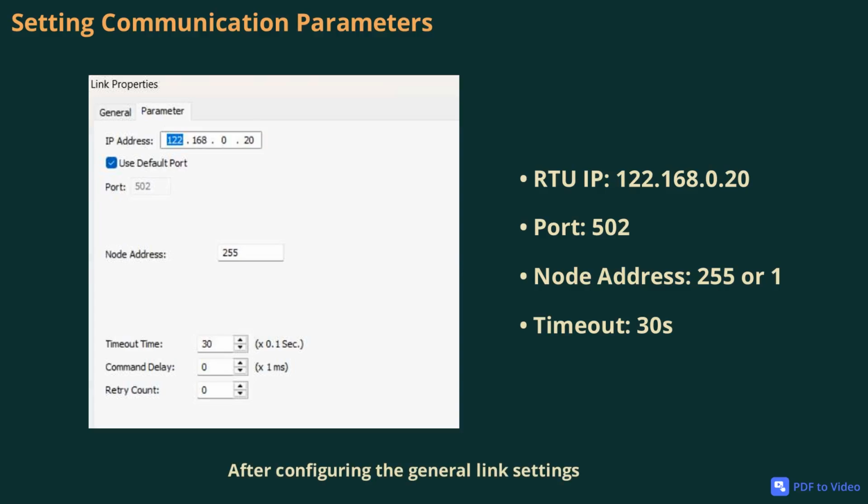After configuring the general link settings, click on the Parameter tab to define the communication parameters for the RTU. Here you'll assign the RTU's IP address as 122.168.0.20 and set the port to 502, which is the default for Modbus TCP IP communication. The node address should be set to either 255 or 1, depending on your network configuration. Lastly, set the timeout to 30 seconds to ensure reliable communication even if there are brief network interruptions.